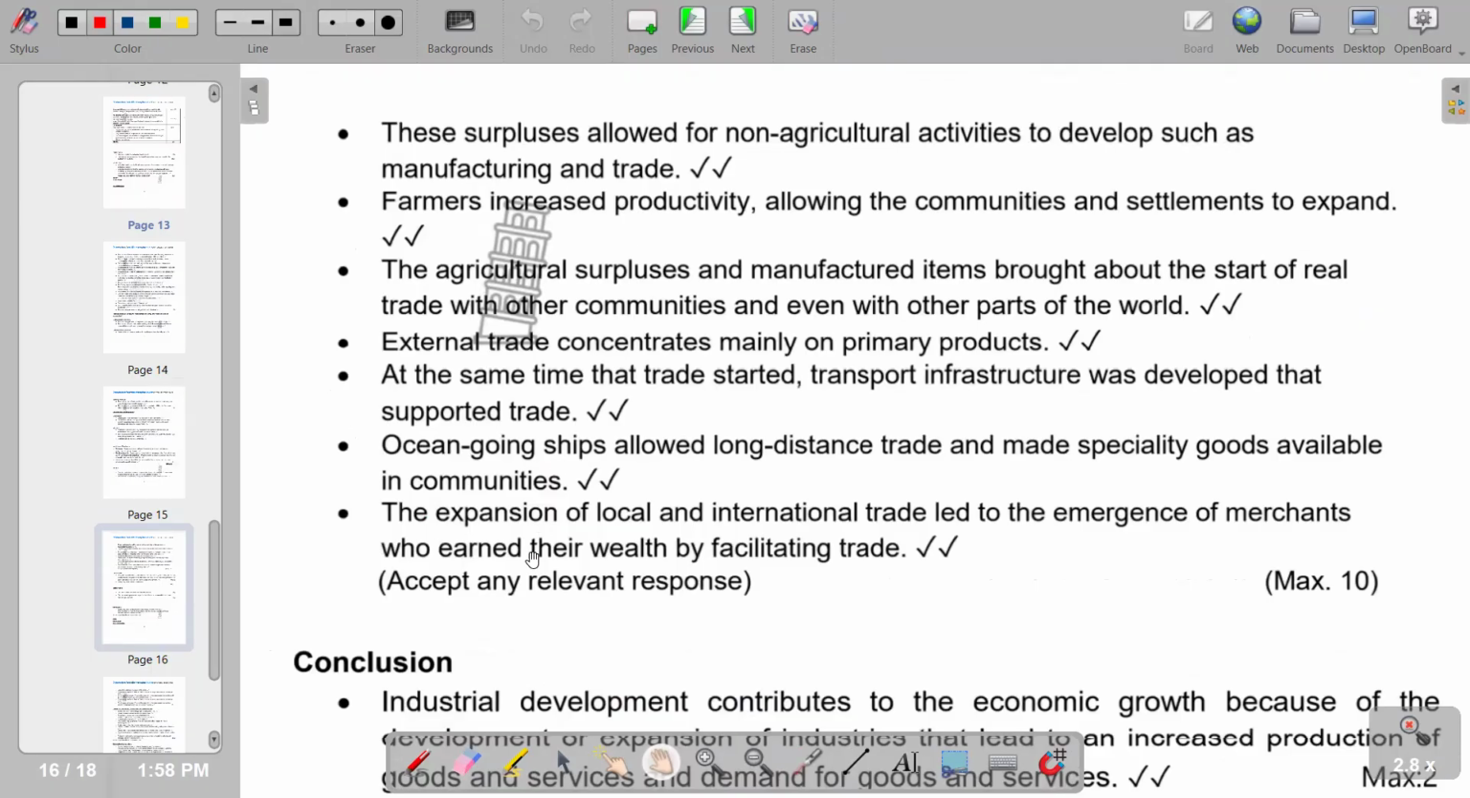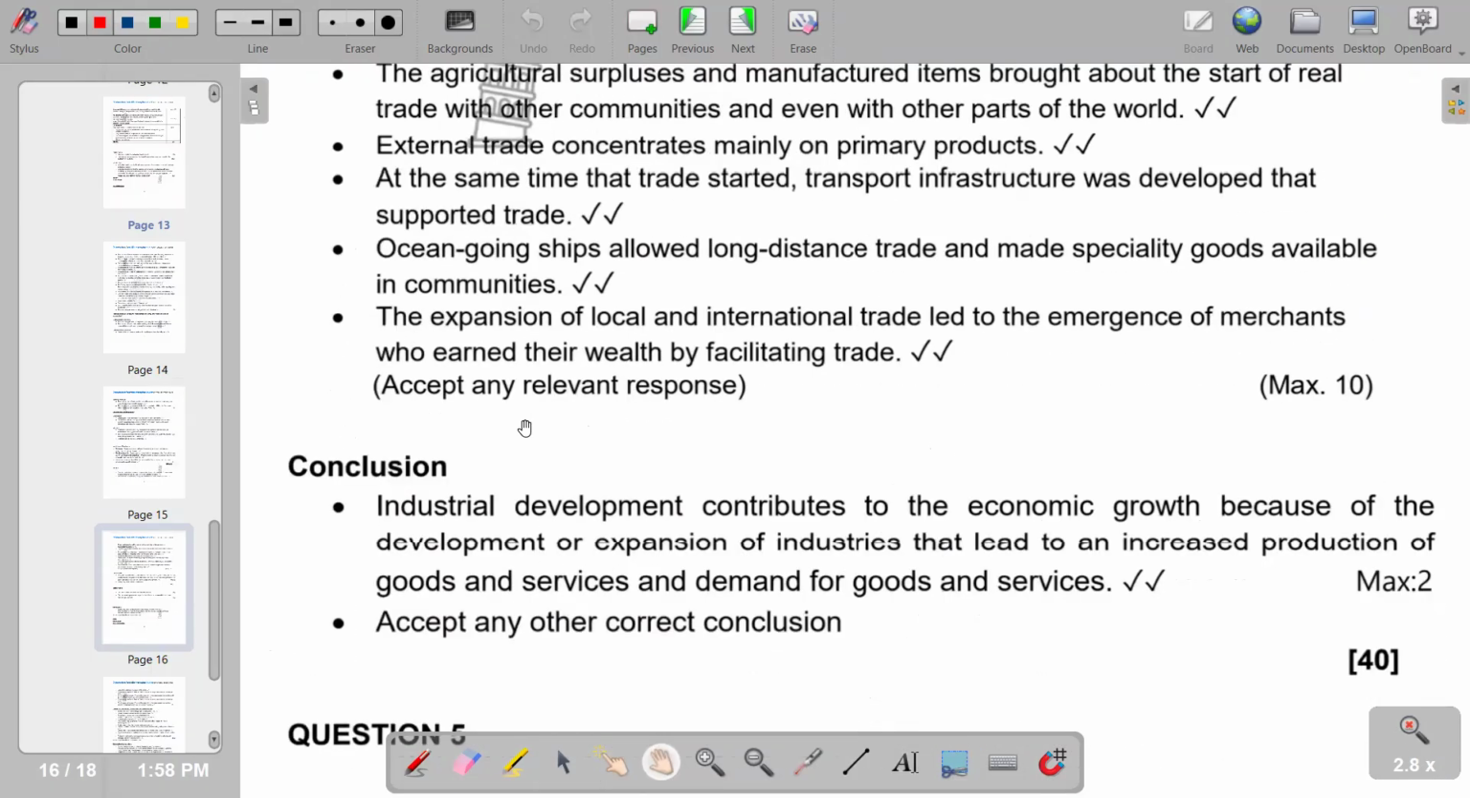And then the last part is going to be your conclusion. Since this is an essay, you can end up with a conclusion. So this is a typical conclusion that you can come up with according to this essay that we are looking at.